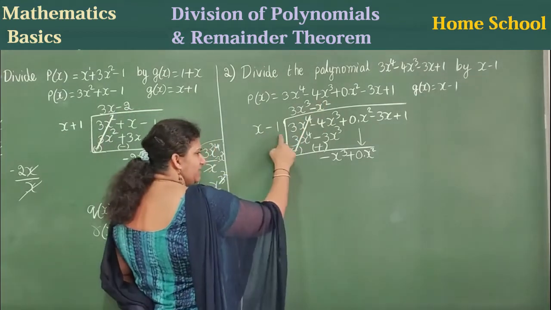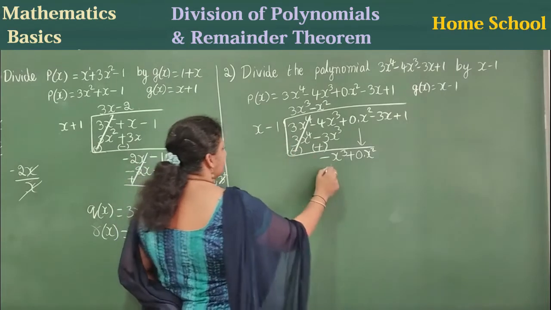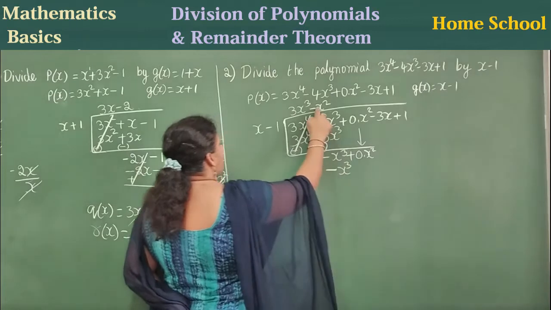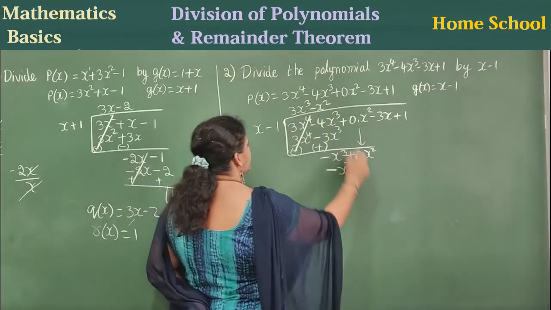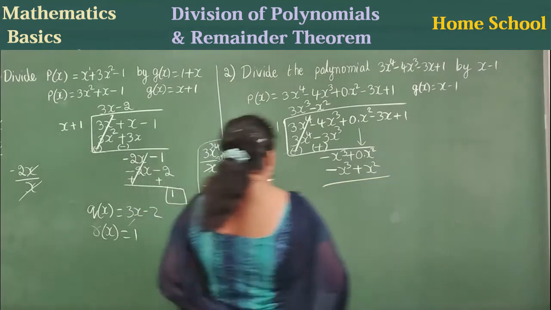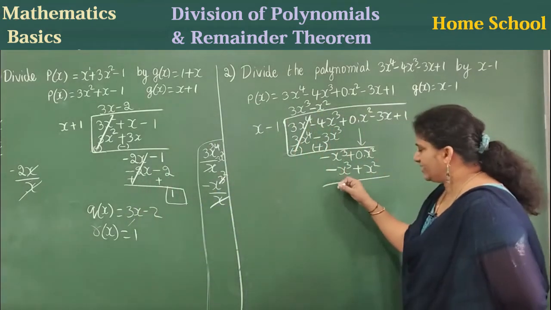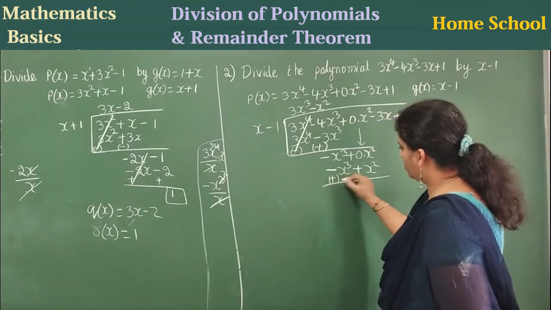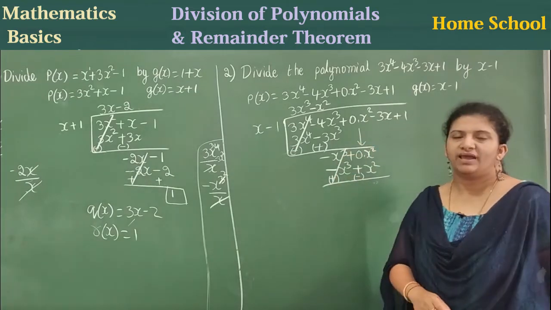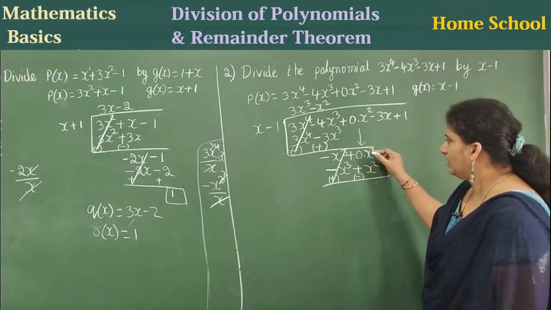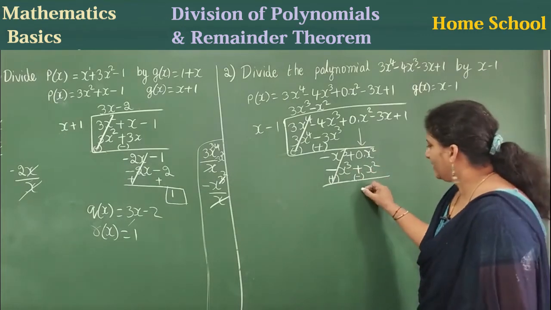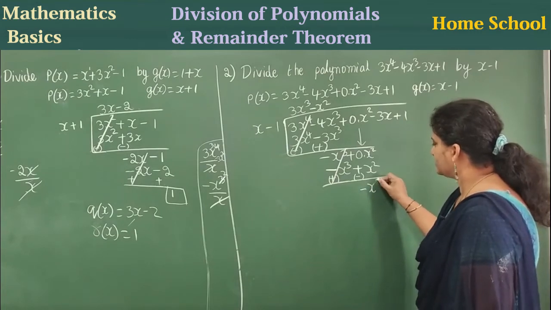Now again multiply this, children. Minus into plus, minus. X square into x, x cube. Minus into minus, plus. X square into 1, x square. So now again sign will be changed. So look here carefully. X cube minus x cube plus x cube will be cancelled. And you are left with 0 and x cube. You can leave it. And this will be minus x square.